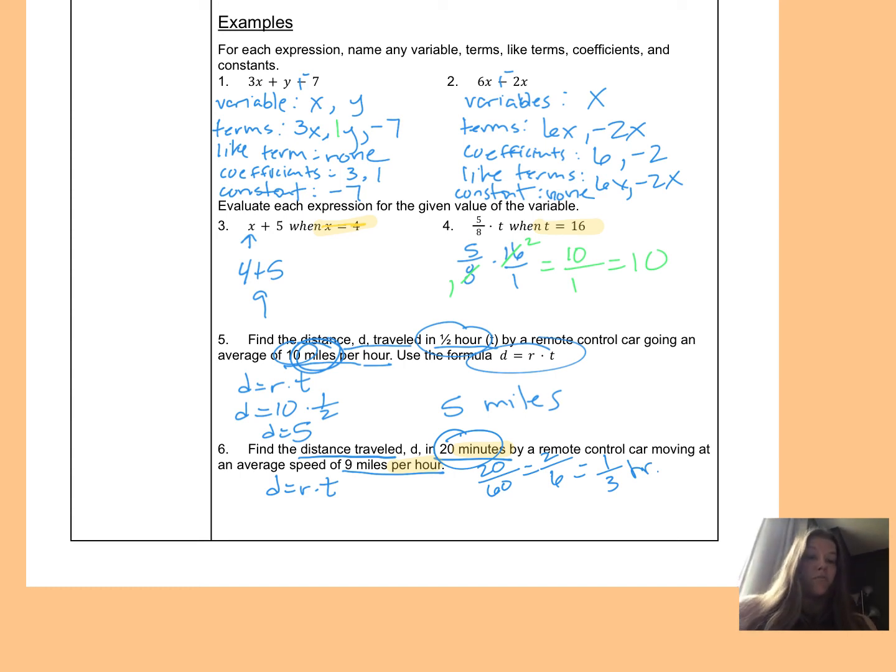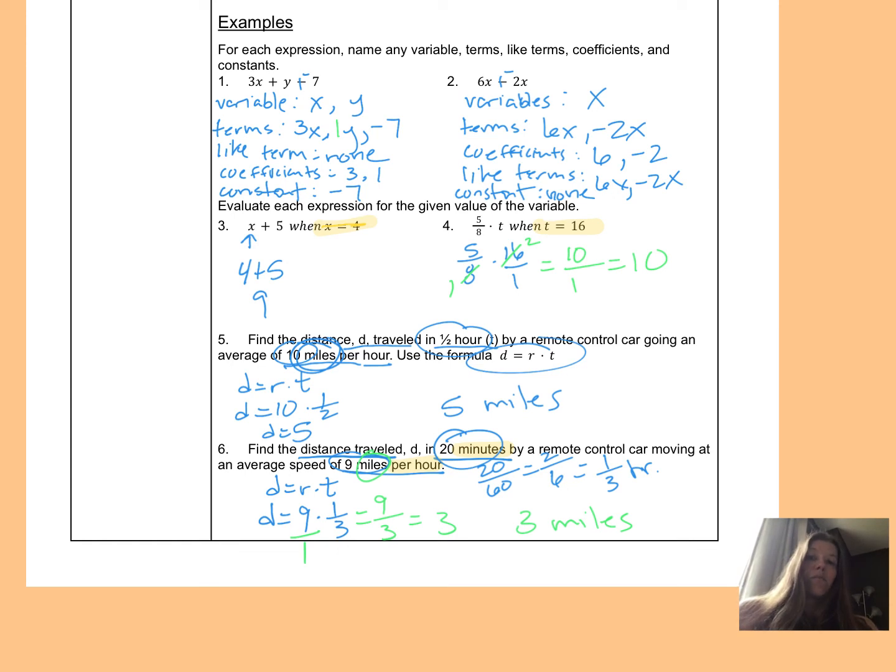So now in our formula, we're trying to find the distance. Our rate, it says, is 9 miles per hour. And then our time is 1/3 of an hour, we found. So I'm going to take this 9 and put it over 1, make it a fraction. And then I can either simplify first, or I'm going to choose to multiply first this time. 9 times 1 is 9. 1 times 3 is 3. And then I can divide. 9 divided by 3 is 3. And we were talking about miles again. So that's 3 miles that this car is going to travel.